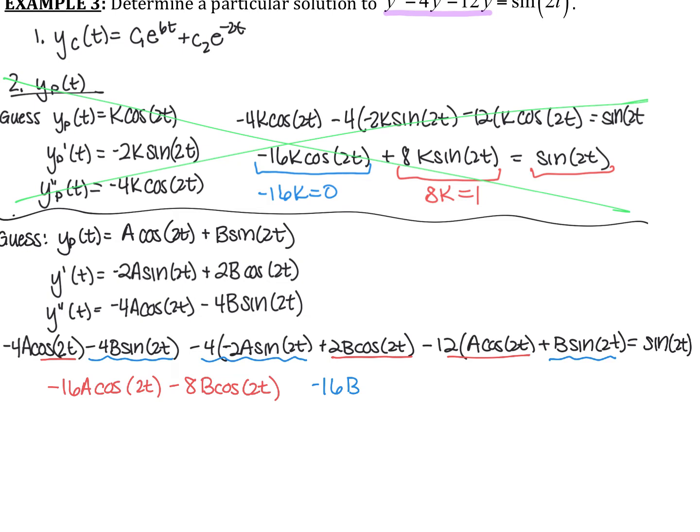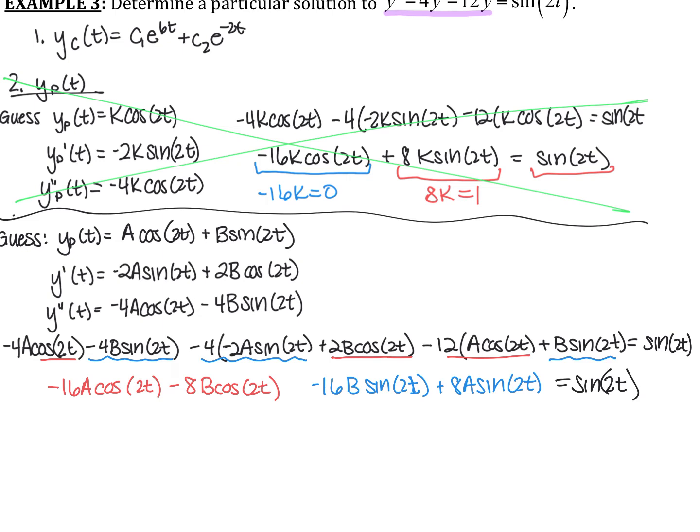Oh, I lost my train of thought. What am I doing? Negative 16b sine of 2t plus 8a sine 2t. Somebody needs to correct me if I lost something. Equals sine of 2t. So I have a negative 4b here, and then a negative 12 times b there. Do you see that negative 12? It gets distributed in. So I get negative 16b.